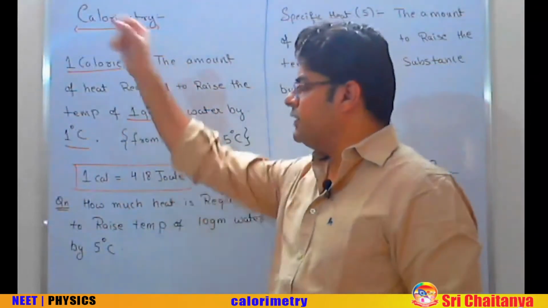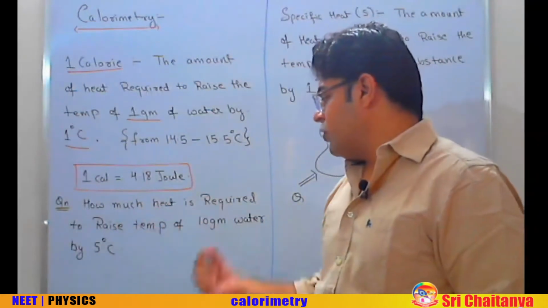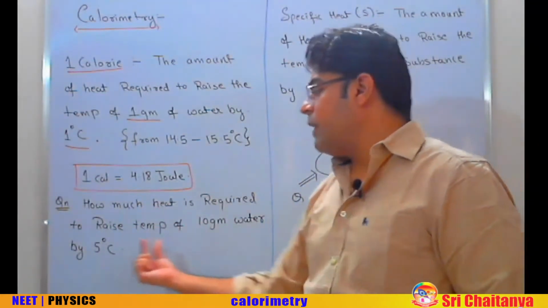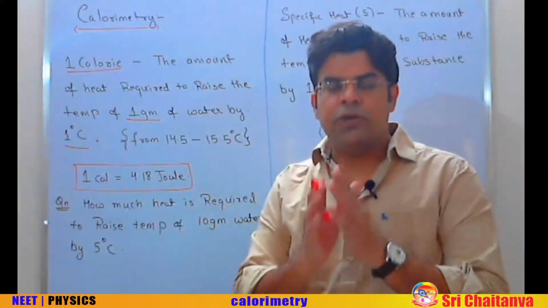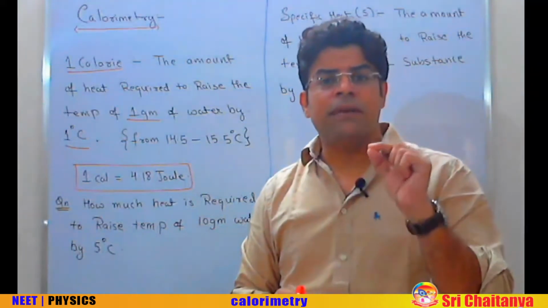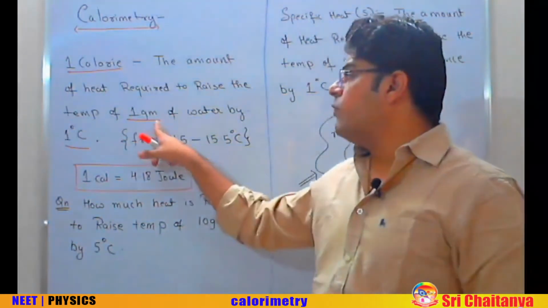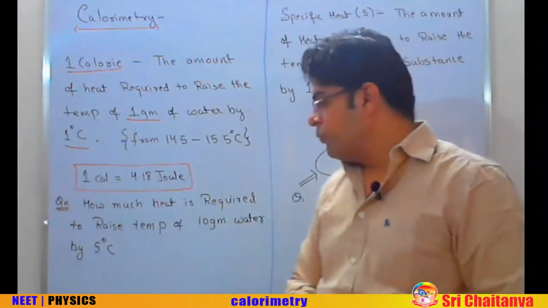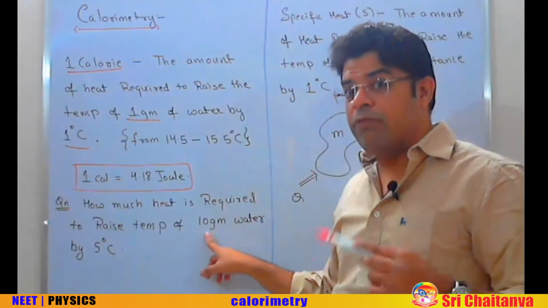So based on this, a very simple question: how much heat is required to raise the temperature of 10 gram of water by 5 degrees centigrade? The only purpose of this simple question is to make you understand the definition of 1 calorie. The amount of heat required to raise the temperature of 1 gram of water by 1 degree centigrade is 1 calorie. 1 gram of water, 1 degree centigrade, 1 calorie. How much heat will be required to raise the temperature of 10 gram of water by 5 degree centigrade?